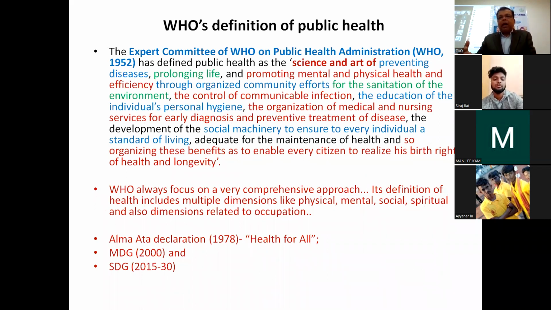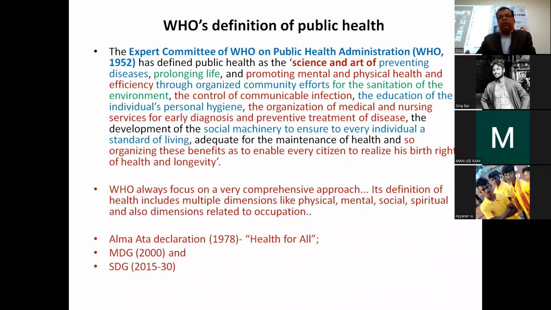Now there is a trajectory of growth of public health globally, worldwide, and there are three important milestones that we can identify: the Alma-Ata Declaration of 1978. The World Health Organization had its own convention, and in 1978 it made a declaration of health for all by 2000, that is, by the turn of the millennium. So that is a very important goal.